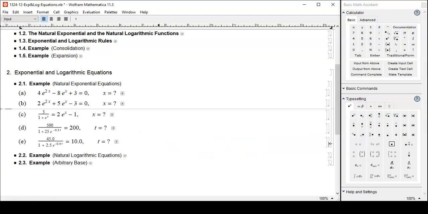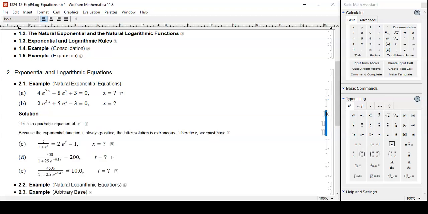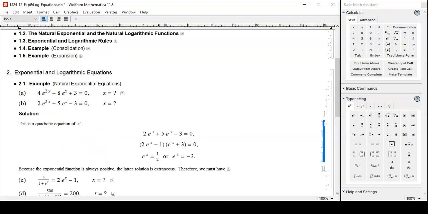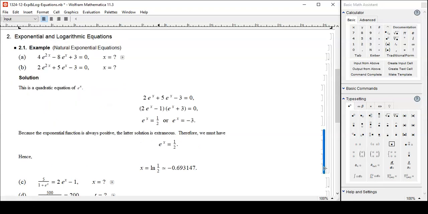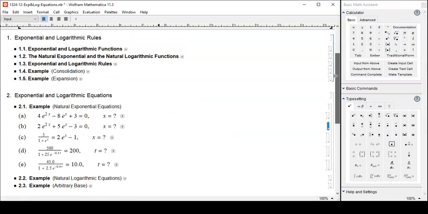What did I do in my answer key here? Yep, pretty much that, and the same conclusion. Okay, that's how you can solve a quadratic equation.